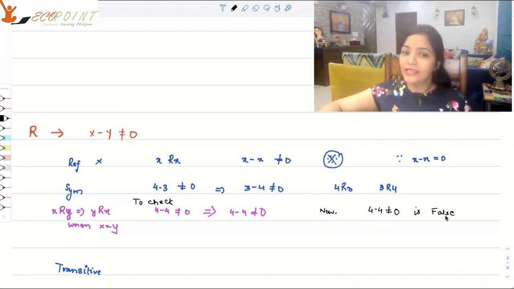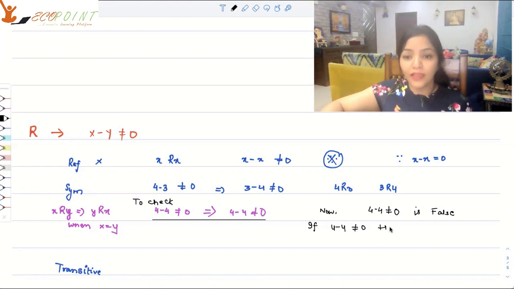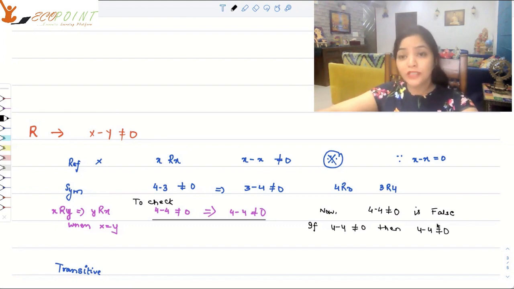And the thing is, with implication, an implication is an if and then statement. What are we saying in this implication? If 4 minus 4 would not be equal to 0, then 4 minus 4 should not be equal to 0. Now 4 minus 4 is not equal to 0 is false, actually, because 4 minus 4 is equal to 0. But this statement is saying that had it been a case, if 4 minus 4 would not be equal to 0, then 4 minus 4 would not be equal to 0.